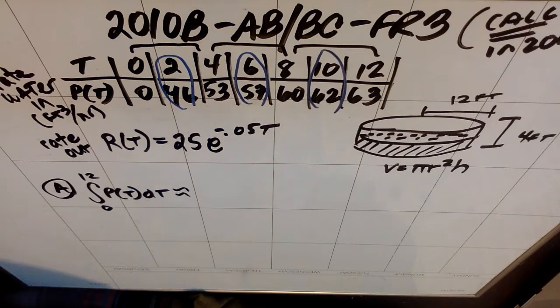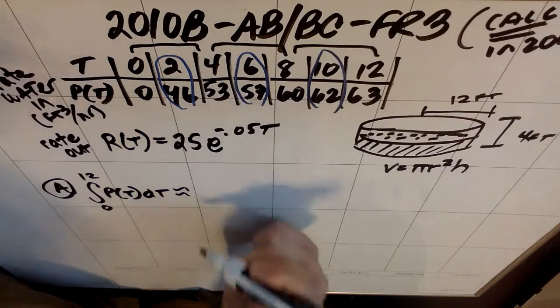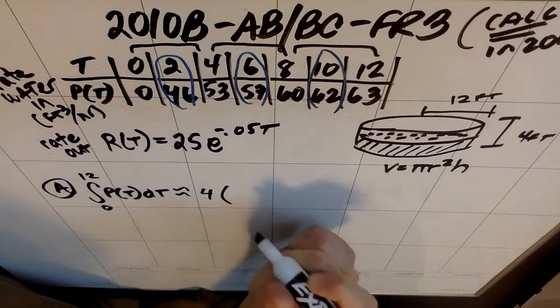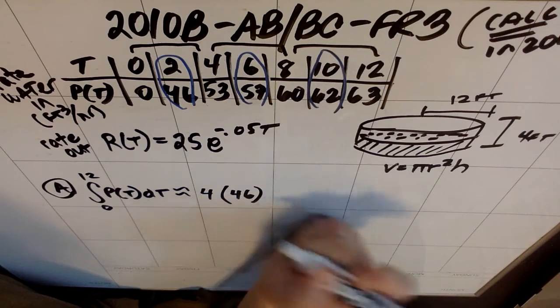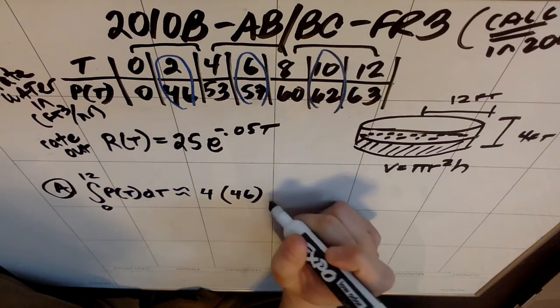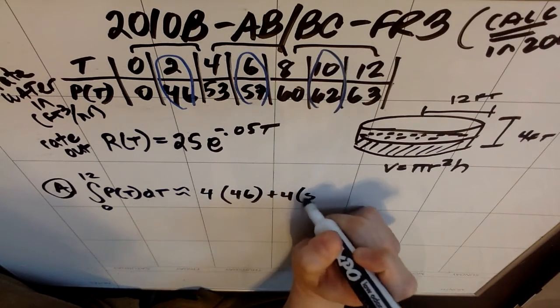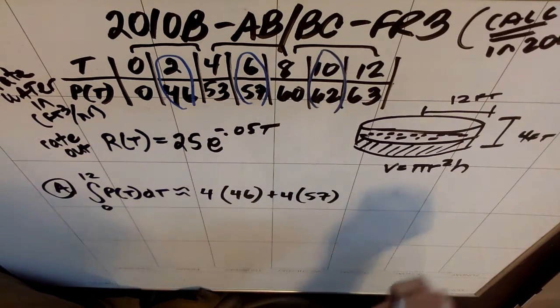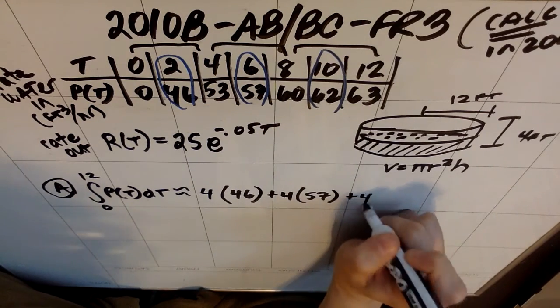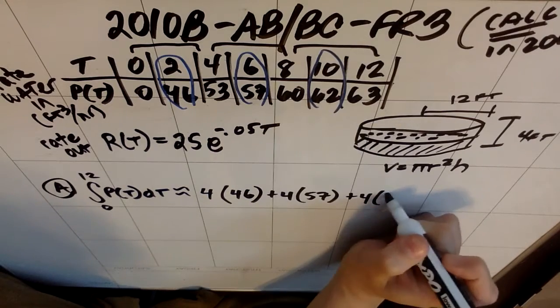So this area is going to be the width of the first interval, which is 4, because the width of all the areas are 4, times the height of that first, that midpoint height in that first box, plus a 4 times the midpoint height in the next box from 4 to 8, the midpoint would be 6, plus a 4 times the midpoint height in this box, which is a 62.